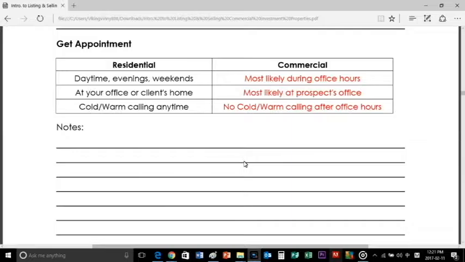Residential, it's all over the place. It's daytime, evenings, weekends. Commercial is most likely during office hours. Residential at your office or client's home. Commercial is most likely at prospect's office. Residential is cold, warm calling anytime. Commercial has no cold or warm calling after office hours.